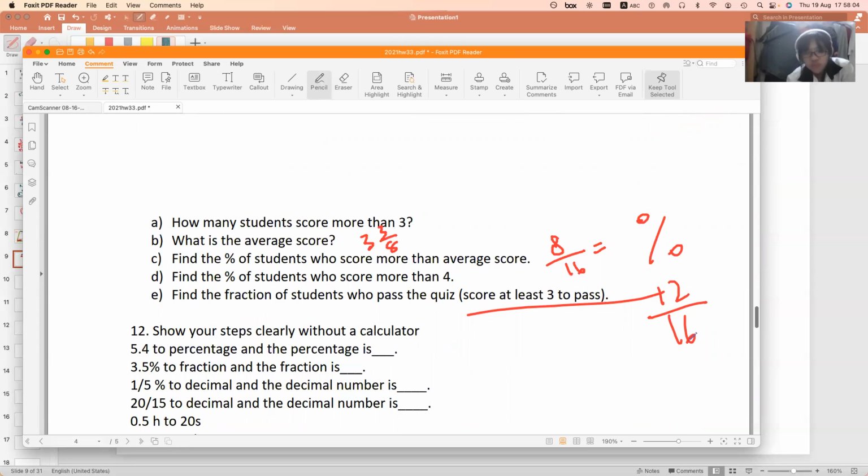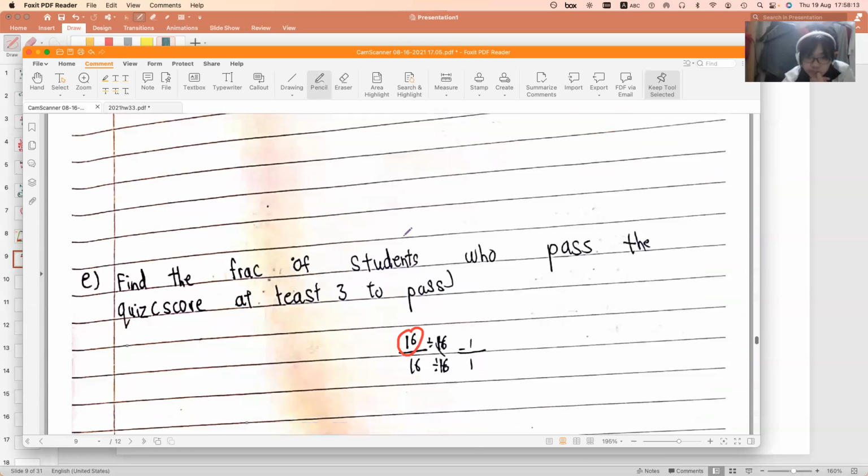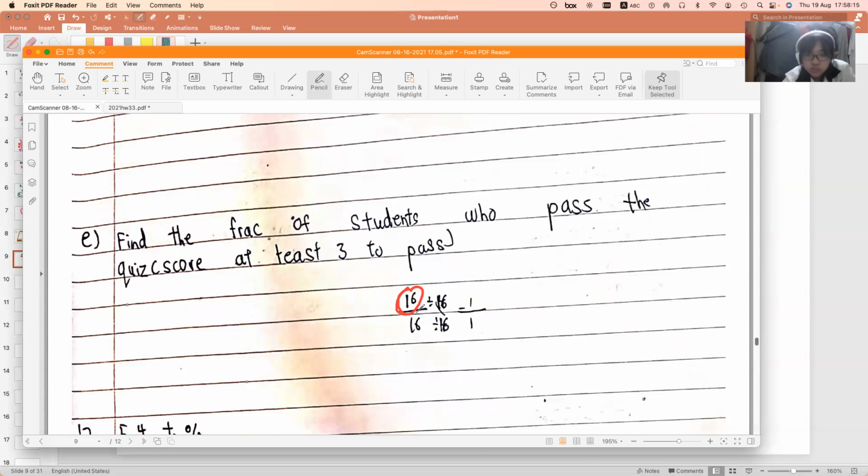So what's the answer? 12 over 16. 3 over 4. Very good. How come you choose 16? What's 16? You choose 16 what?